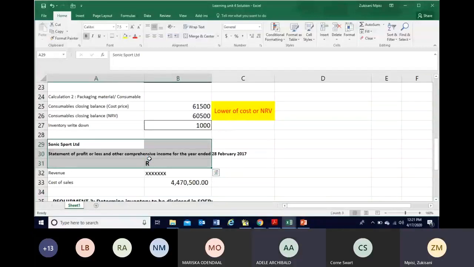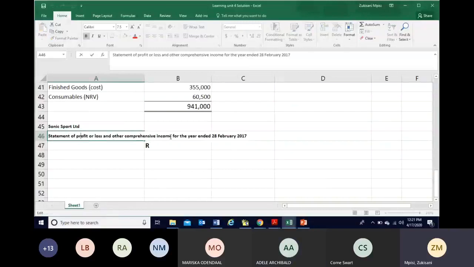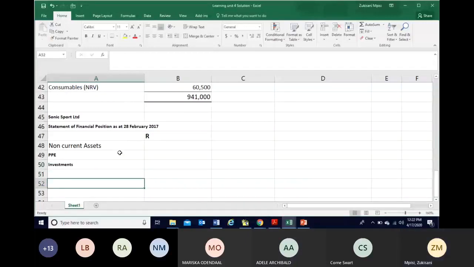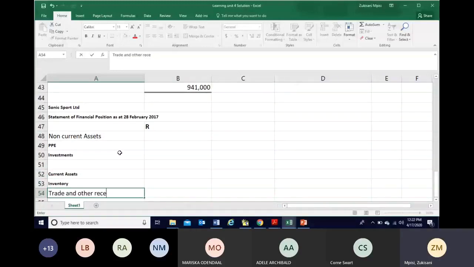Because what you are going to do, if you are doing the statement of financial position, you are going to say statement of financial position as at 28 February. Then you're going to have non-current assets, and eventually you're going to mention them, your PPE, your investments. Then eventually, you're going to have what you call current assets. And on your current assets, you will have your inventory, and then you will have your trade and other receivables.